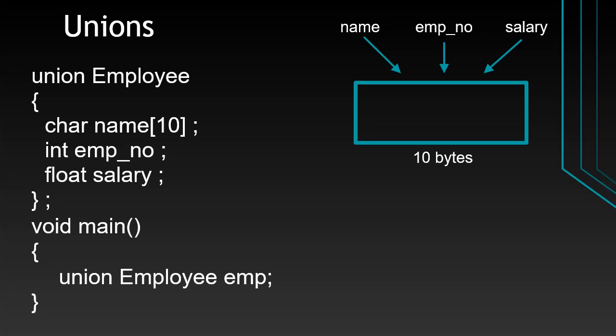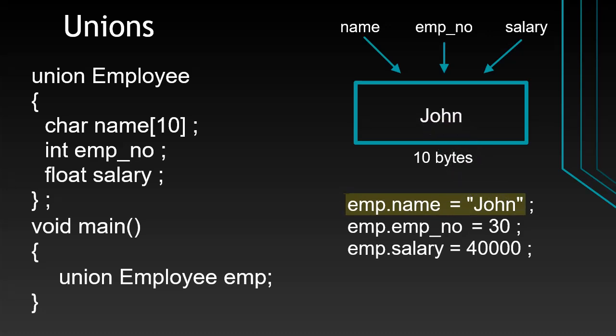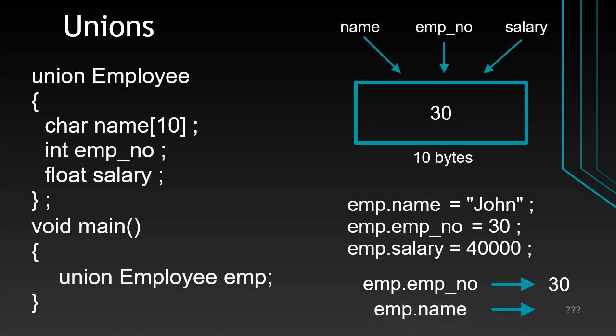Then what about accessing each member? Don't worry, accessing is the same as in struct, but all the values will be overwritten in this block itself. Let me demonstrate this. In this step, John is stored in this location. In this step, John will be overwritten by 30, so the value John will be lost. Now, if we print emp.emp number, 30 will be printed. But what happens if emp.name is printed? If you remembered from earlier, name, employee number, and salary are all pointing to the same memory location. Hence, the output will be 30.